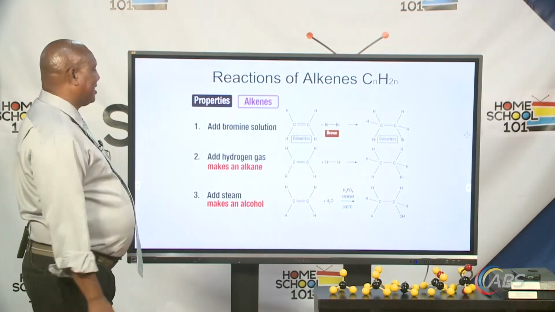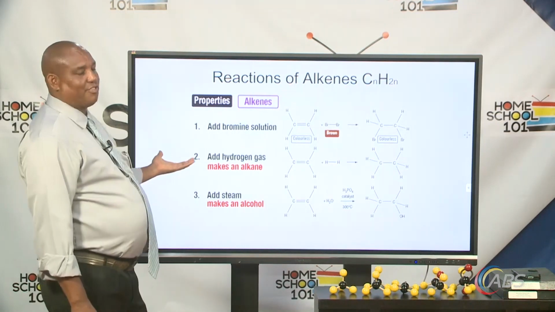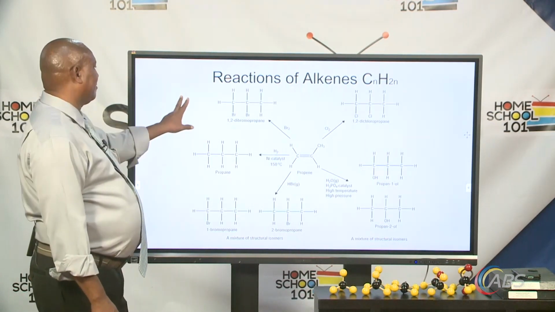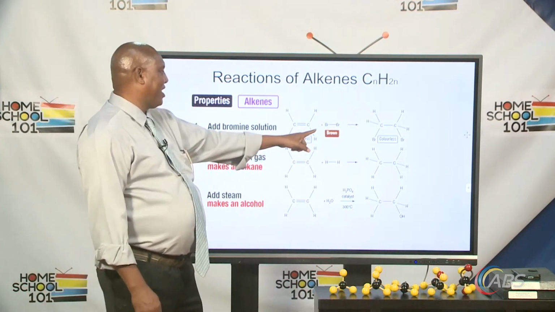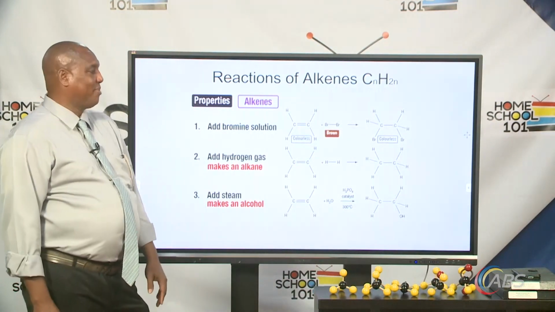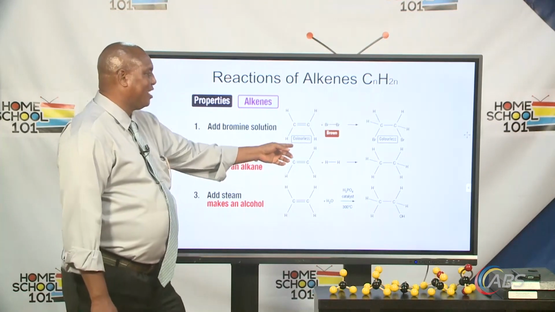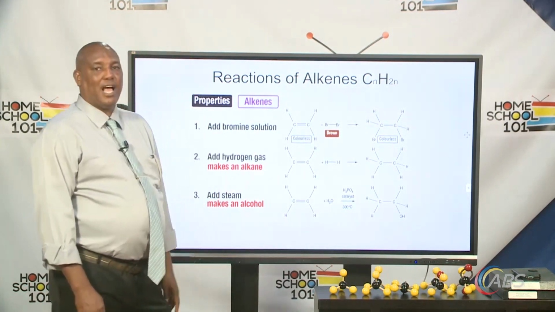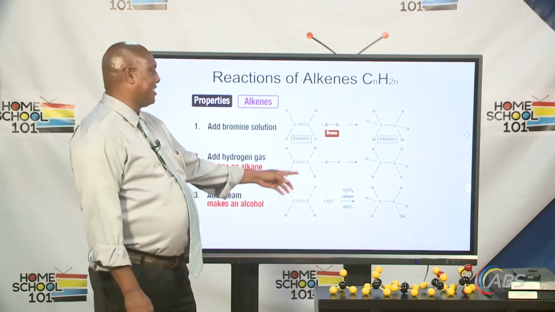Now we can use this reaction to distinguish between an alkane and an alkene. Okay? Because whereas liquid bromine would be brown, when we add it to an alkene, it becomes colorless. And you have to remember that. That is very important because they can ask you that at CSEC.